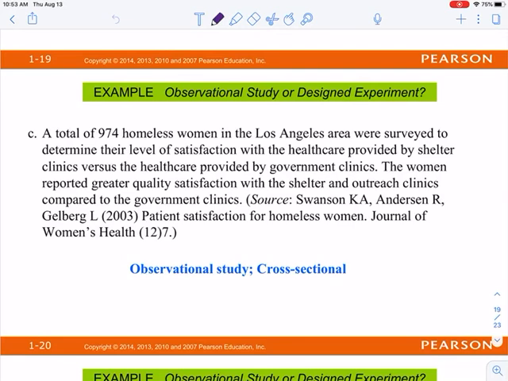Okay, and what we are doing here is we are looking to determine their level of satisfaction that has been provided. We weren't looking back. We were looking at a very specific point in time, which means that this is going to be a cross-sectional study.